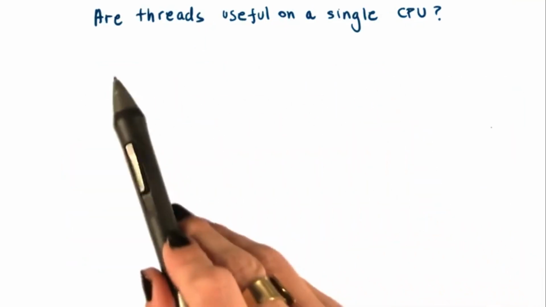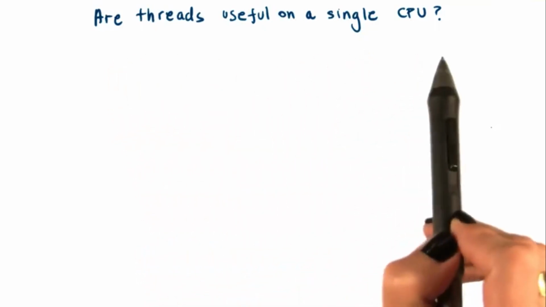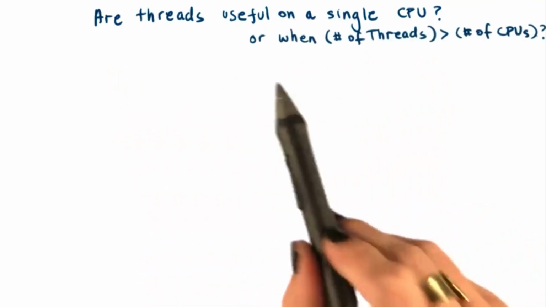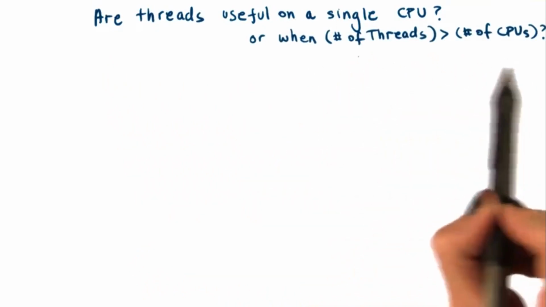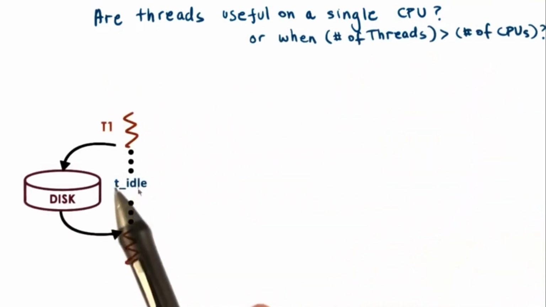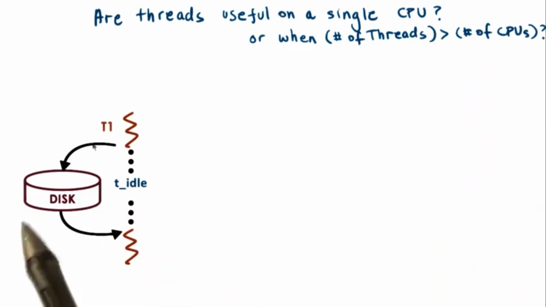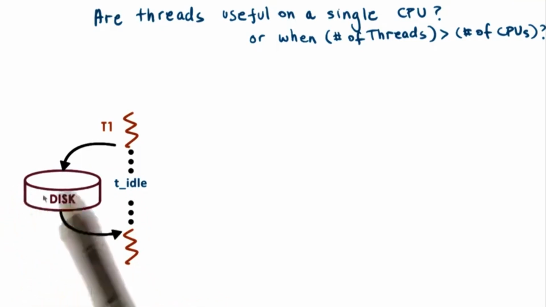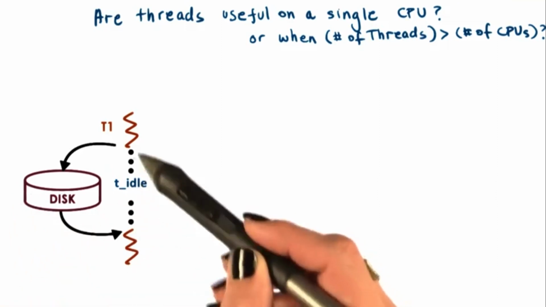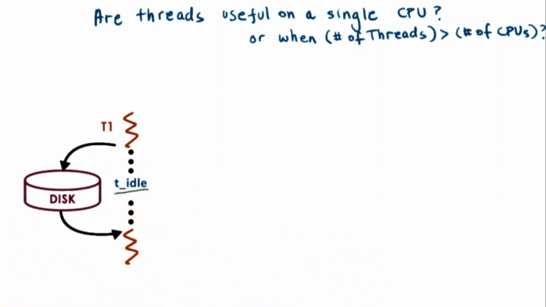One question that you can also ask is, are threads useful on a single CPU? Or even more generally, are threads useful when the number of threads is greater than the number of CPUs? To answer this question, let's consider a situation where a single thread, T1, makes a disk request. As soon as the request comes in, the disk needs some amount of time to move the disk spindle to get to the appropriate data and respond to the request. Let's call this time T idle. During this time, thread 1 has nothing to do but wait. So the CPU is idle and does nothing.